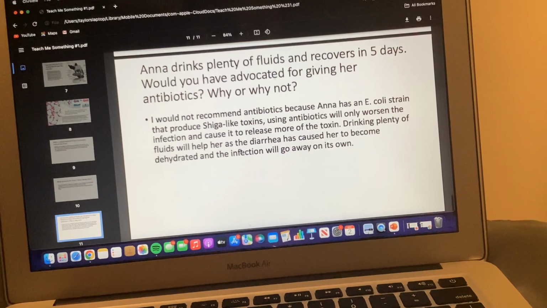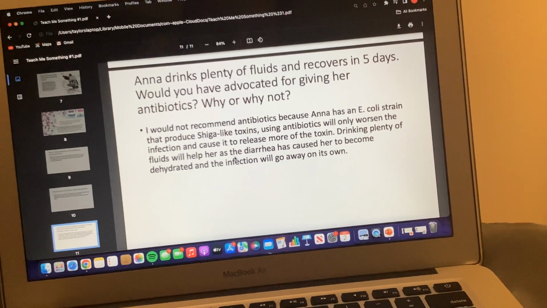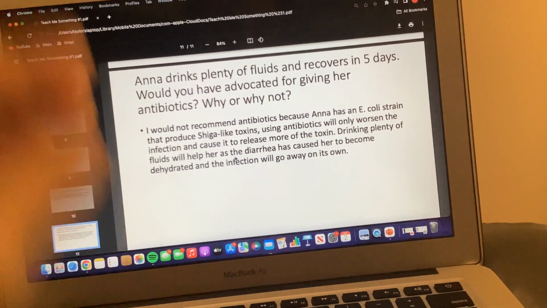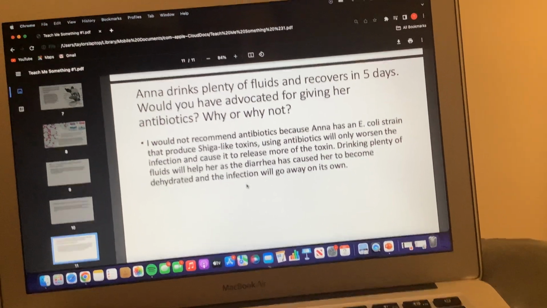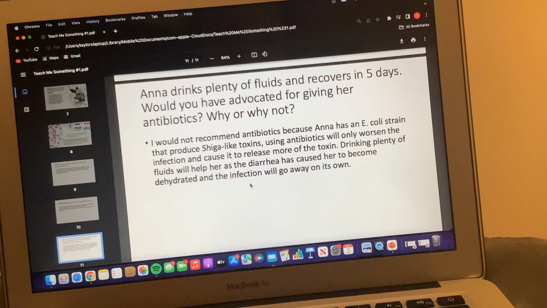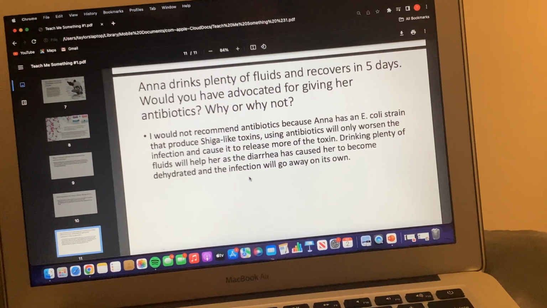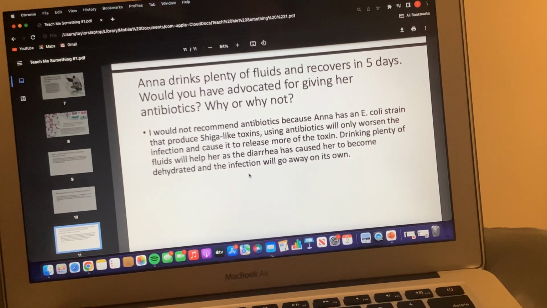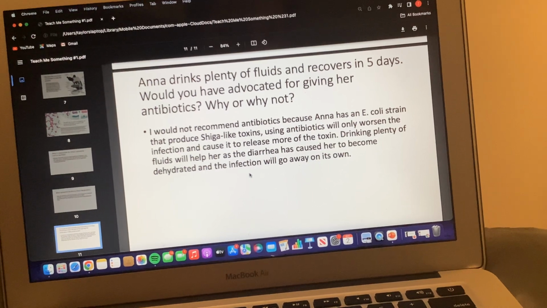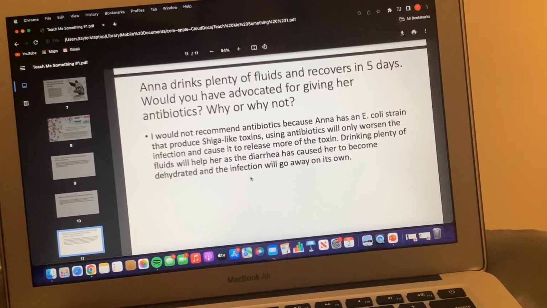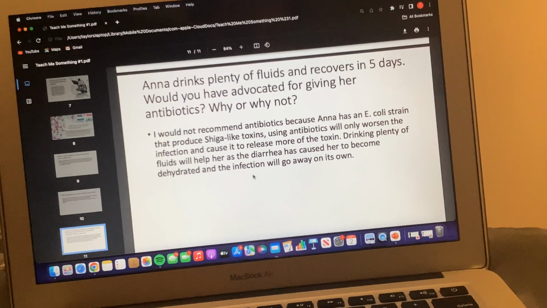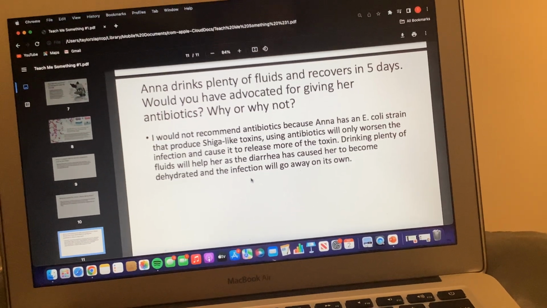Anna drinks plenty of fluids and recovers in 5 days. Would you have advocated for giving her antibiotics? Why or why not? I would not recommend antibiotics because Anna has an E. coli strain that produced Shiga-like toxins. Using antibiotics will only worsen the infection and cause it to release more of the toxin. Drinking plenty of fluids will help her, as the diarrhea has caused her to become dehydrated and the infection will go away on its own.